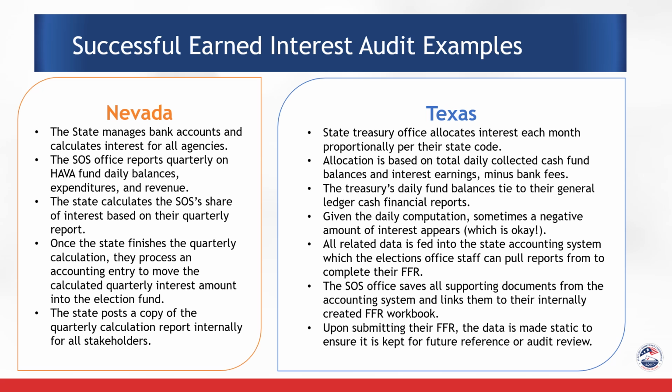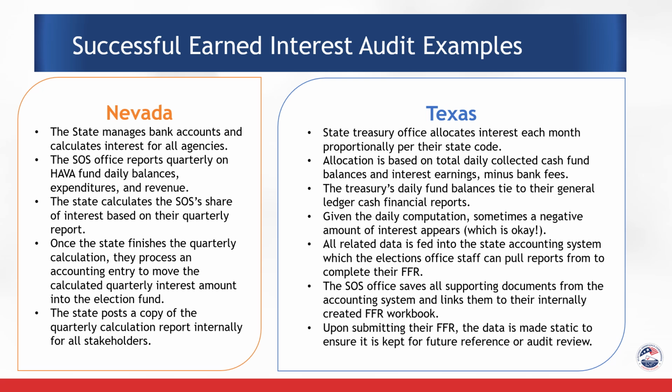When this occurs, just leave the EAC a comment in that FFR so we know why the amount decreased. All related data is fed into the state accounting system for Texas, which the elections office staff can pull reports from so they complete their FFR. The SOS office saves all their supporting documents from the accounting system and then links them to their internally created FFR workbook. Upon submitting their FFR, they make that data static so they can ensure that it's kept for future reference or audit review.